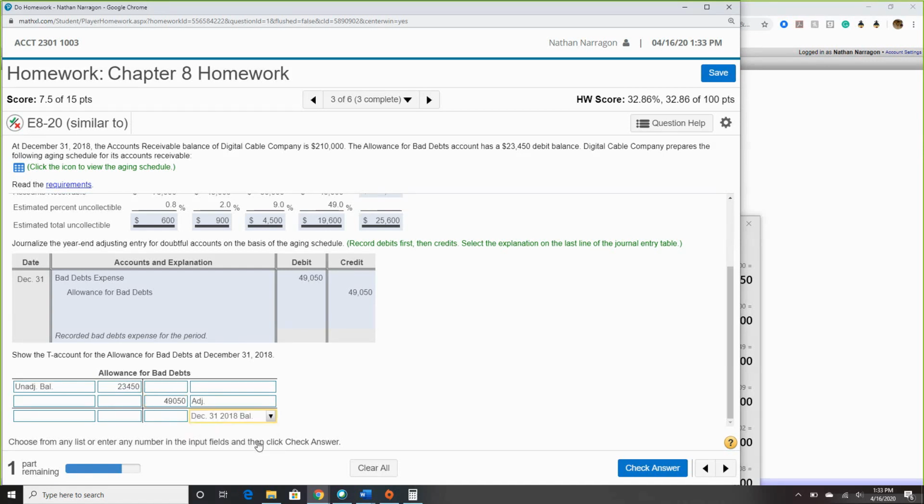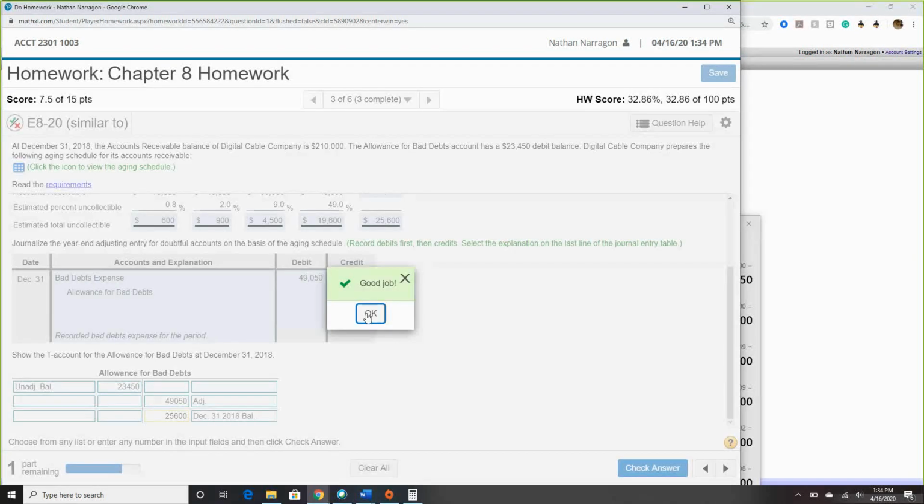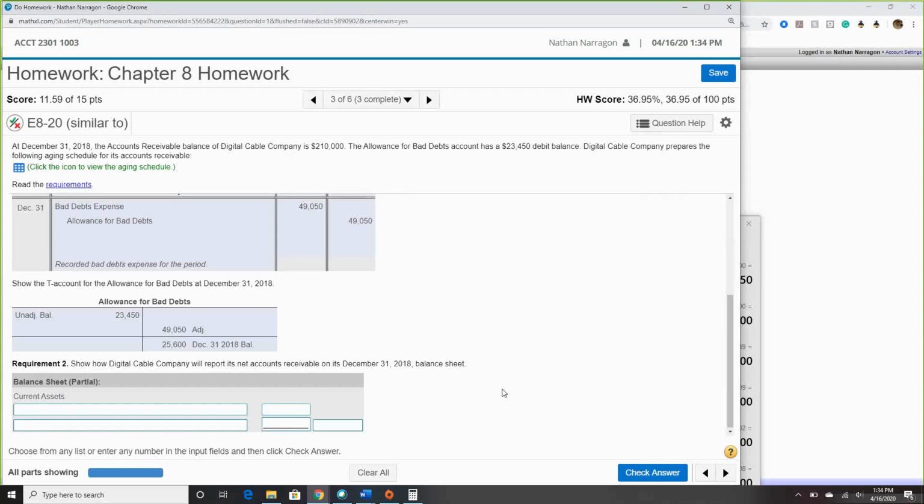And then, of course, the balance at the end will be our 25,600. So basically, right here, if it scrolls exactly like this, there's your ending balance, there's your adjustment, and up here is your unadjusted balance.